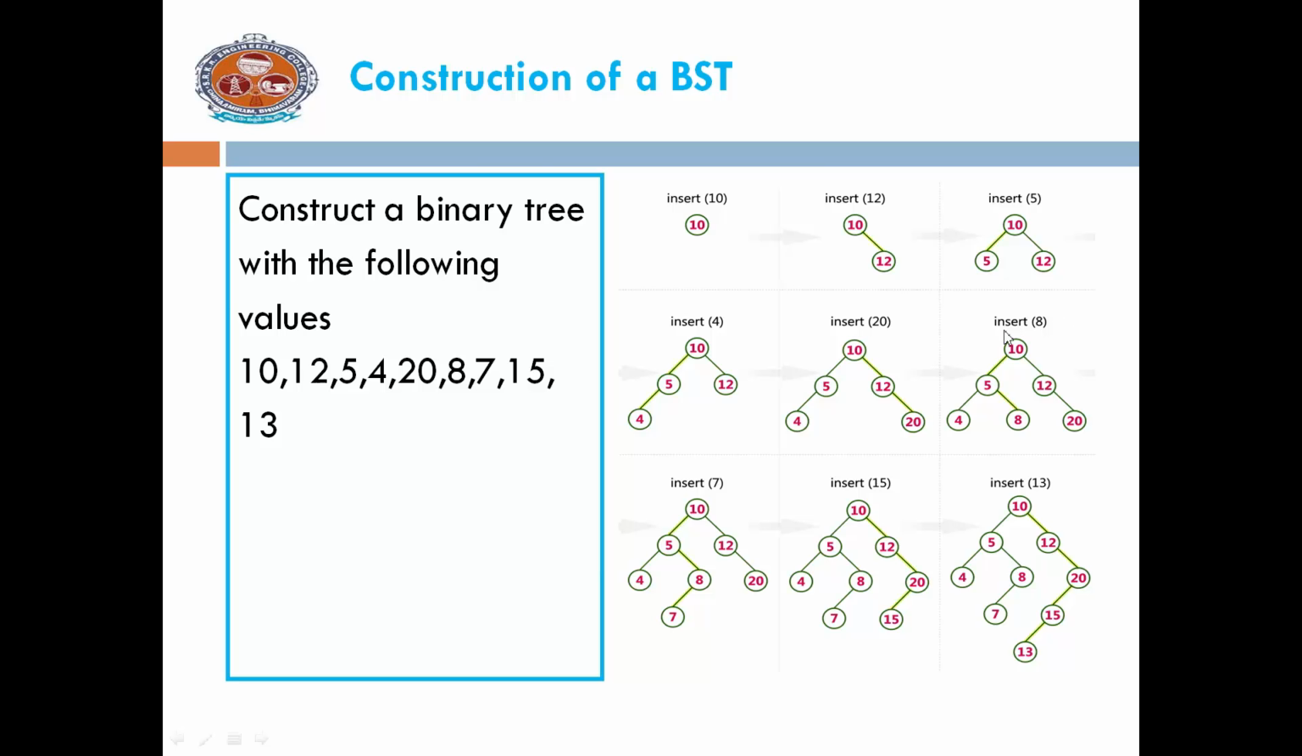Now you have to insert 8 in the existing tree. So compare 10 with 8. 8 is less than 10, so you have to traverse in the left direction.